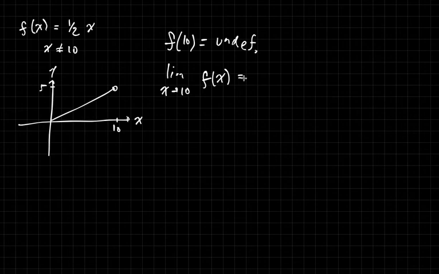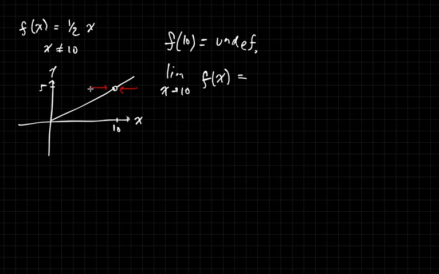Okay, so I want to use the same logic as before. What is happening as I am getting closer and closer to this point from the x direction? In this direction and in this direction. So something like this. So as I'm approaching x from this direction and this direction, the number 10, what is happening to y?